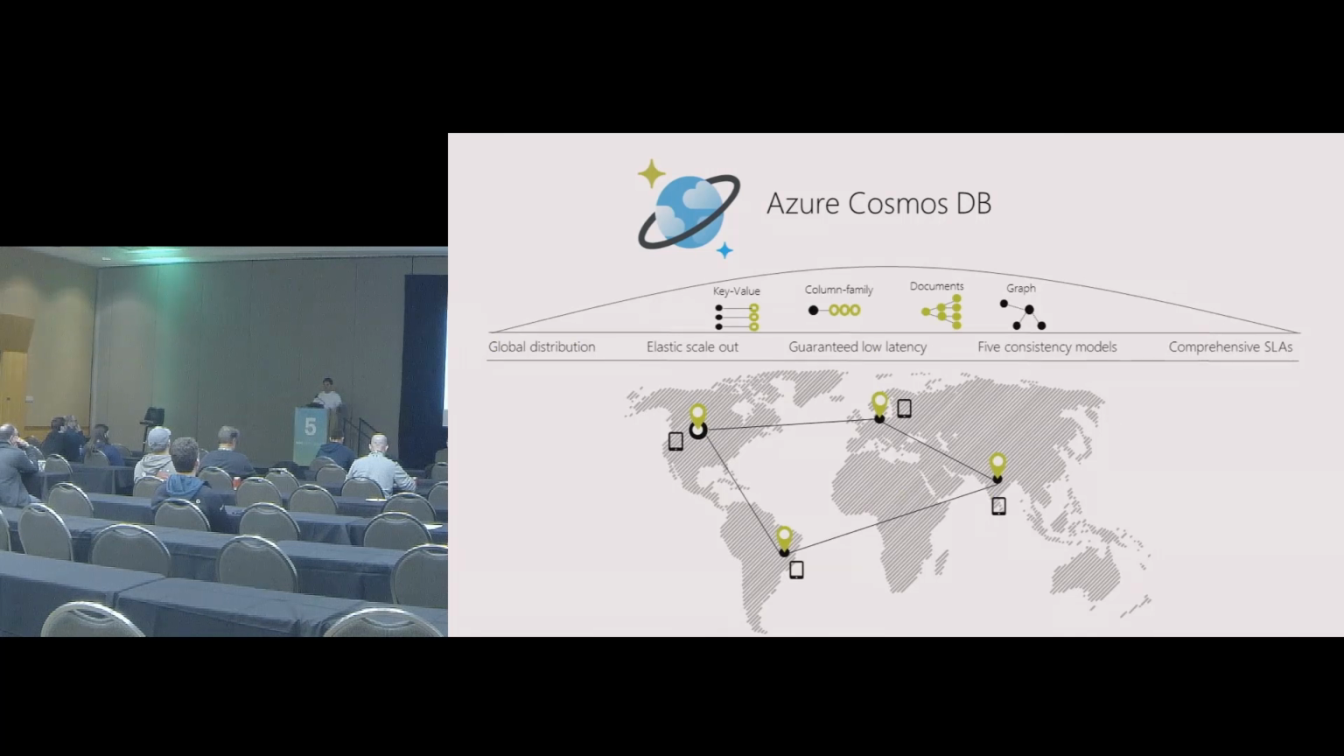But all of them will provide all these amazing features: the global distribution, the ability to scale, the guaranteed low latency, and these 5 consistency models, which I'm going to talk about in a second. And they have a comprehensive SLA, which is a contract between Microsoft and the customers, which I'm going to talk about briefly as well, which is pretty cool.